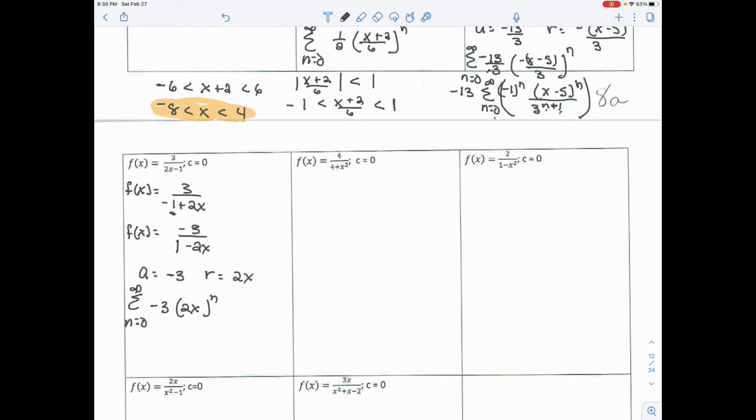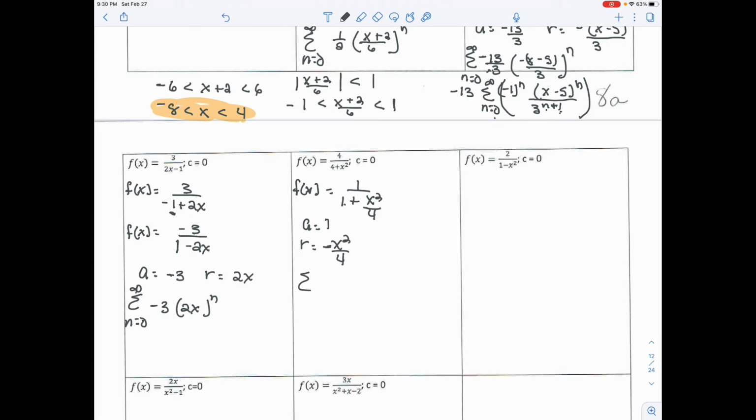Now this one may look a little different, but it really isn't. We're going to do the same thing. We're going to divide by 4. So we get f of x is equal to 1 plus x squared over 4. So A is 1 and R is negative x squared over 4.